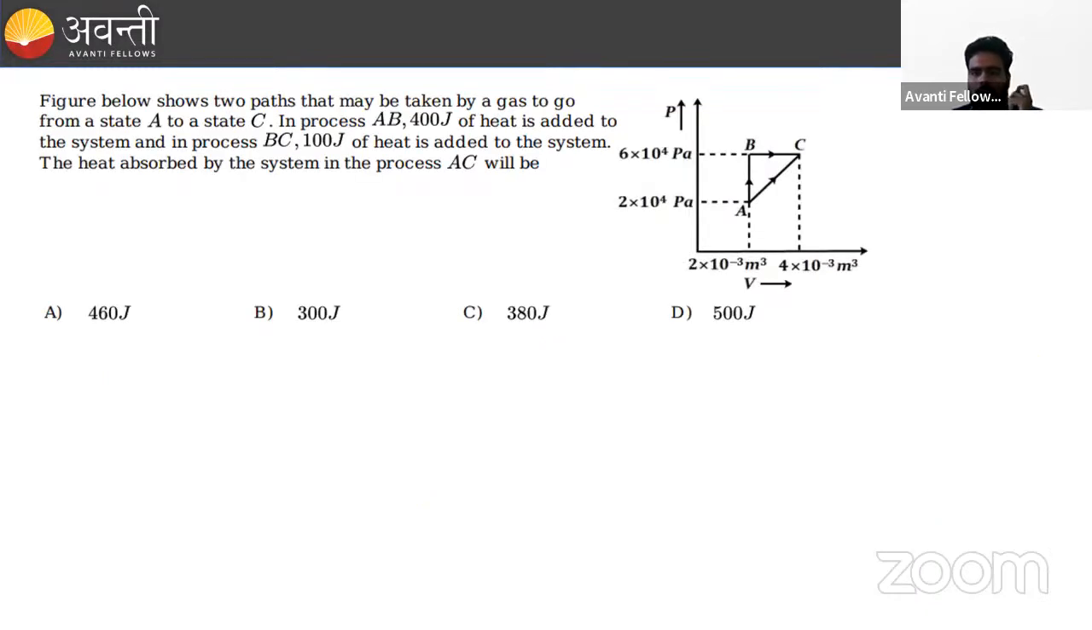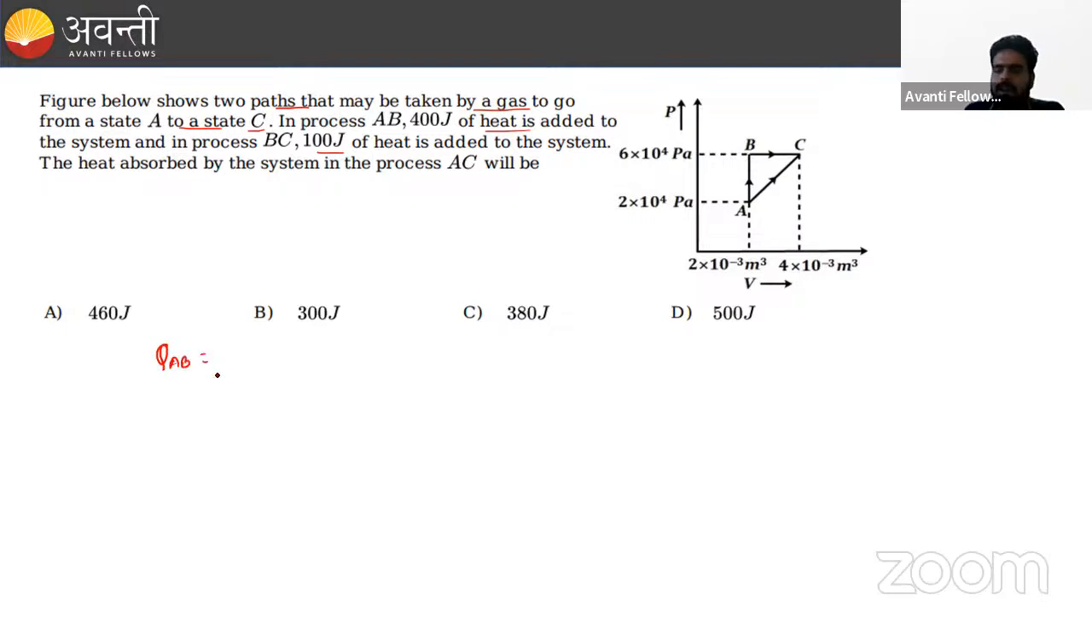That is again a problem asked in the thermodynamics section, and here a diagram is shown. The two paths may be taken by a gas to go from state A to state C. The gas is initially at state A and has to move to state C by two paths, that is visible from this diagram. One path is AB via BC and the other is AC. It is given in the problem that in the process AB, 400 joule of heat is added in the system, and in BC, 100 joule. So first of all we have to write down the data, the heat Q added in the process AB.